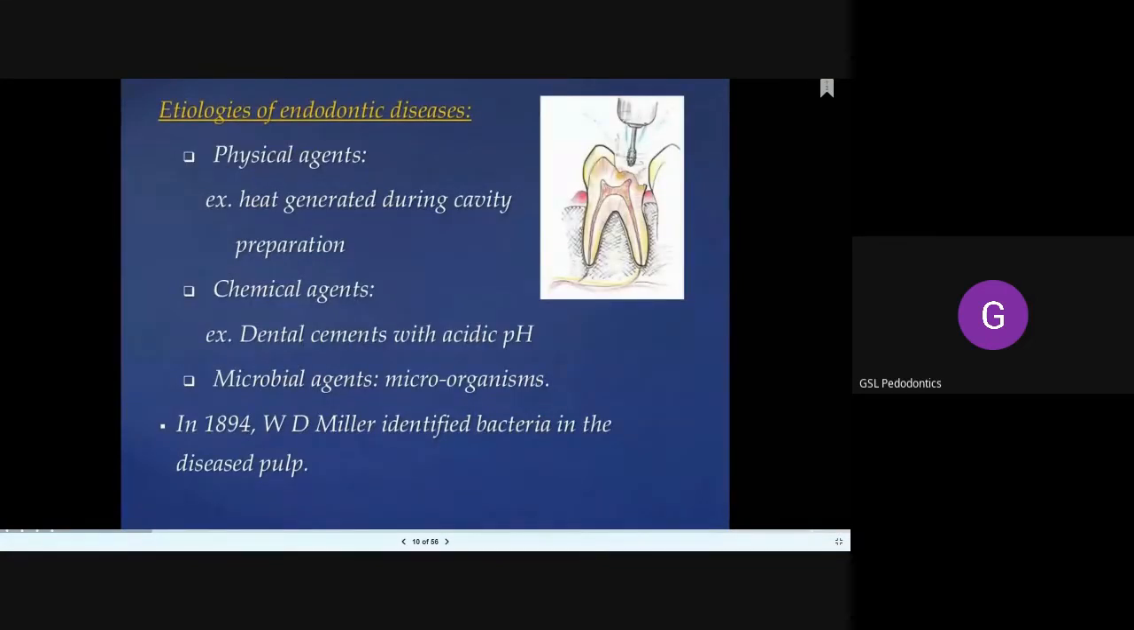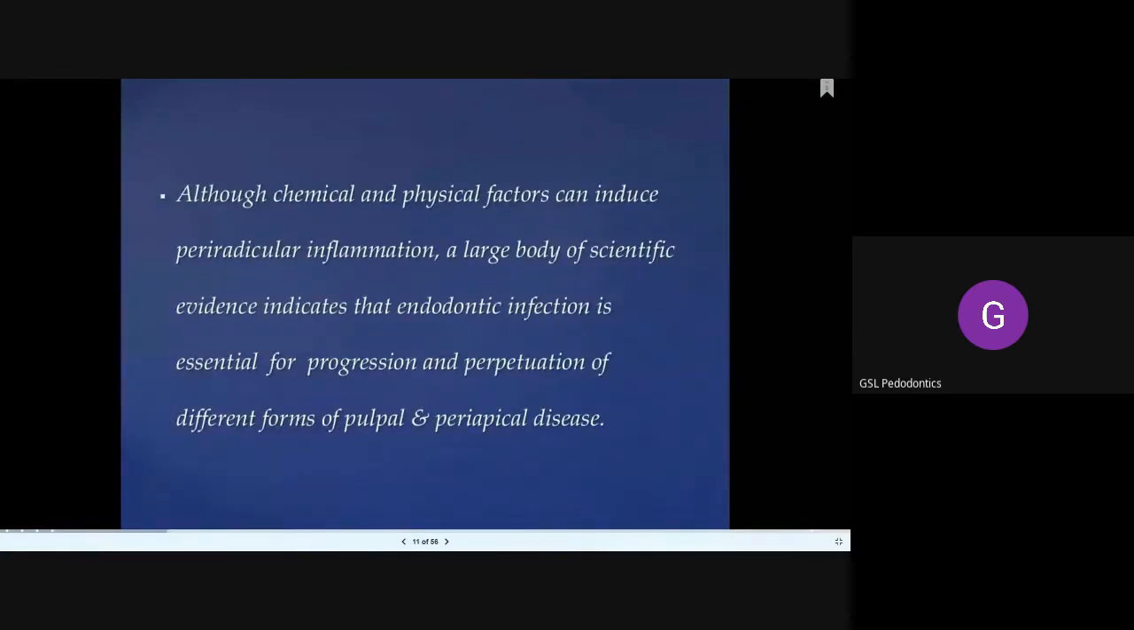So what are the etiologies of endodontic diseases? How do endodontic diseases occur? It can be due to physical agents, like the heat generated during your cavity preparation. Otherwise, it might be due to chemical agents such as the cements which you place. The acidic pH of the cements may leach into the dentinal tubules, and it can cause pathogenicity. And in 1894, W.D. Miller identified bacteria in the diseased pulp. And also, these physical and chemical factors may induce periradicular inflammation.